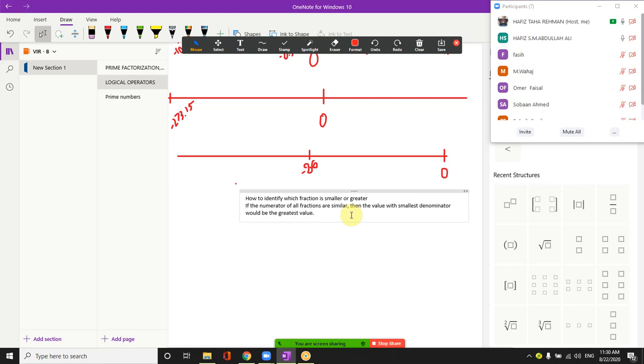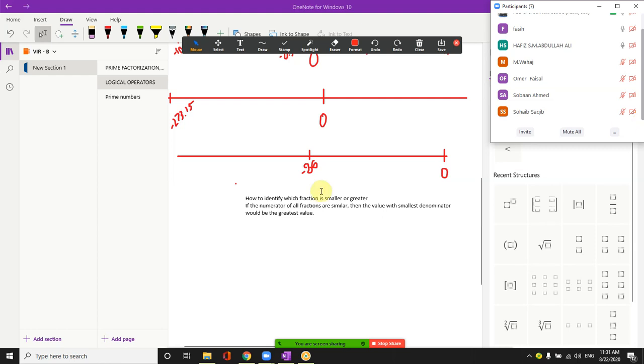One's denominator is 5, one's denominator is 4. So which value is greater among all these values? Fasi, Wahaj, Umar Faisal, Soban, Suhaib, Maqsood. Sir, what's your question? Beta, right now I'm not asking any question. I'm just trying to let you understand something. Fasi, Umar Faisal, beta Fasi, stop pressing the keys. Leave your keyboard, leave everything and listen to me.